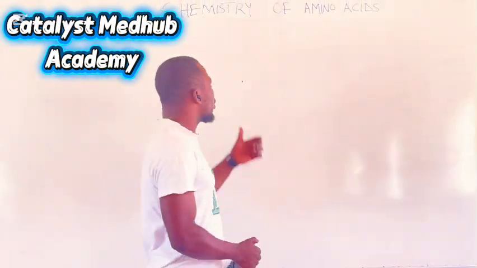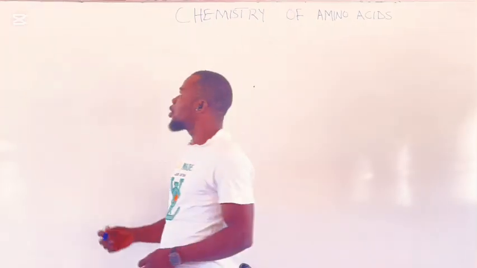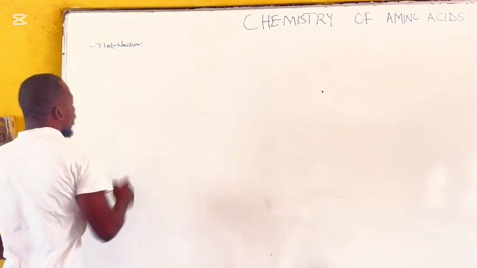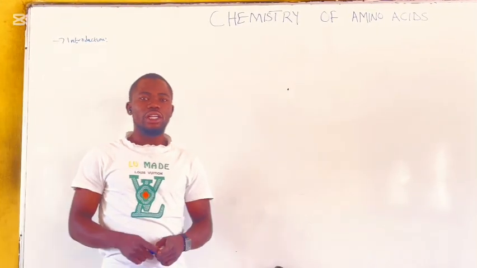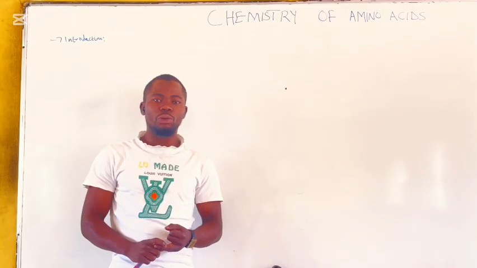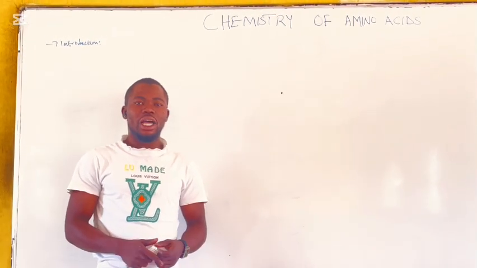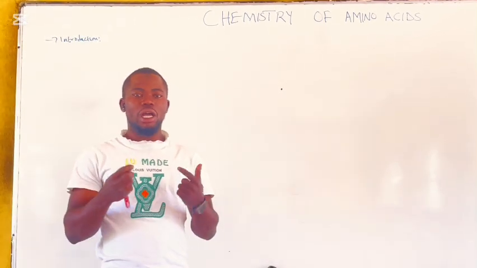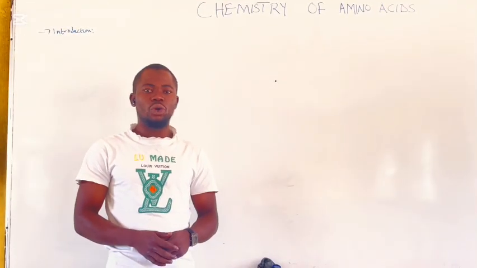In today's class, we shall be looking at the chemistry of amino acids. So, introduction. Amino acids are organic acids that contain a carboxylic functional group, a primary amino functional group, a distinct side chain, and a hydrogen atom. They are the monomers of protein. So proteins are the polymers of amino acids, which on hydrolysis yield the corresponding amino acids.